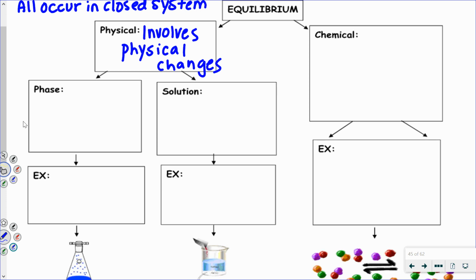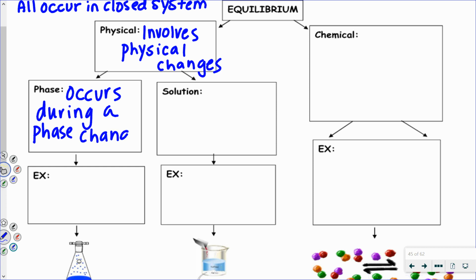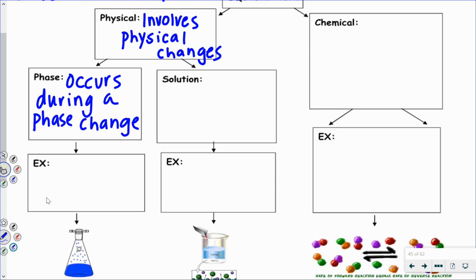A phase equilibrium occurs during a phase change. So evaporation or freezing or melting, that is a phase equilibrium. So I'm going to give you two examples. I'll write one in here. Let's say I have H2O solid. I'm going to draw my double-sided arrow, my reversible arrow, H2O liquid.